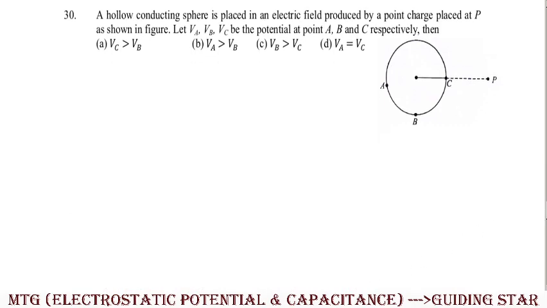Okay, in question number 30, it says a hollow conducting sphere is placed in an electric field. This one is a hollow conducting sphere. Here, the electric field is produced by a point charge placed at a point. So assume that there is a point charge present over here, and this point charge will be producing some electric field. This is how the field will look; if we draw the field lines, these will be the field lines.